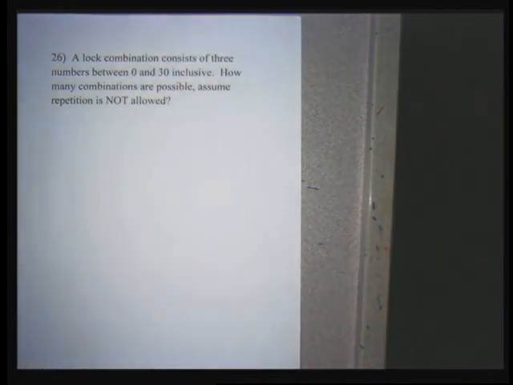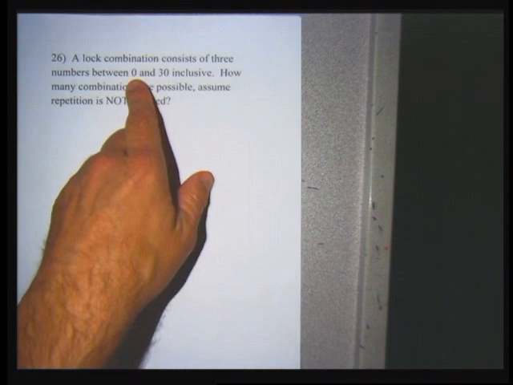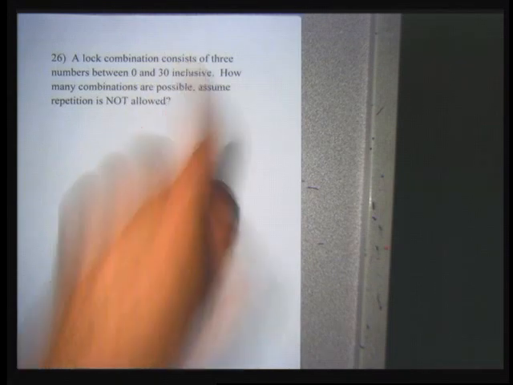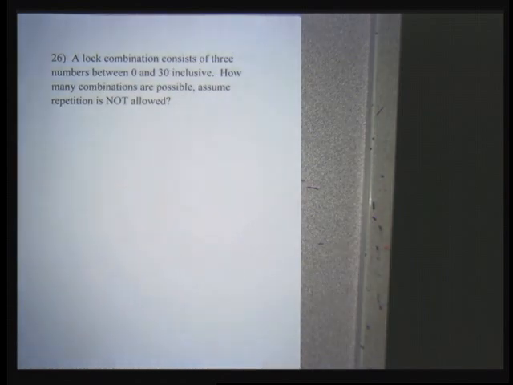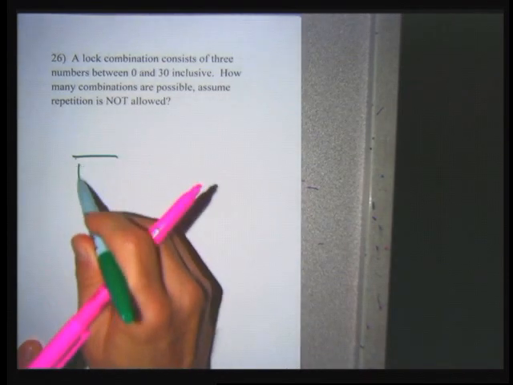How many combinations? So I have a lock that has 31 different numbers on it. It has the numbers 1 through 30 and 31. So there's 31 numbers, and it's probably like a left, right, left. You have to do 3 different numbers, and it says repetition is not allowed. So I'm going to do this using the counting principle.